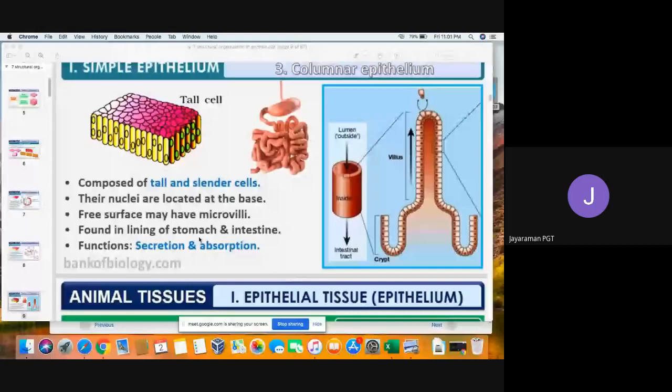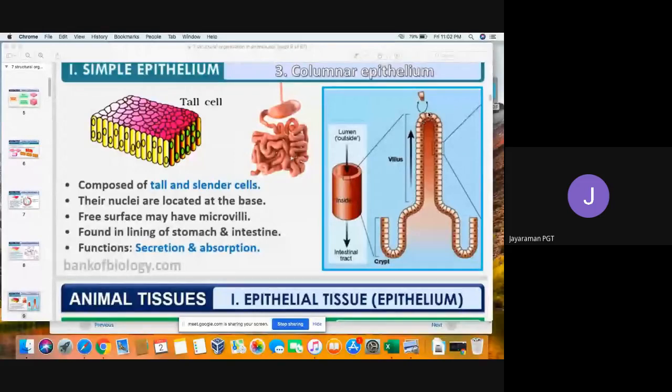Secretion means that all enzymes are to be secreted into the food. Food in the stomach, enzymes are secreted from the stomach walls only. Most of the glands are found in the stomach walls. So this stomach wall is made up of columnar epithelium. They secrete enzymes, they secrete a number of hormones for digestion, and it also helps in absorption, especially in the small intestine. The columnar epithelium helps in absorption. In the small intestine, there are villi.